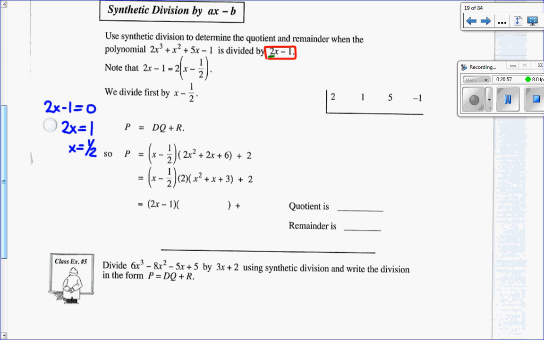Okay. Then you just set your question up exactly like before. So you've got your half out here. We've already got the coefficients of x filled in. We'll just check and make sure we have descending order of powers, and we do, so we're okay. We don't have to put a placeholder in there. And then you do it exactly the same. So bring down your 2, multiply it by a half. 2 times a half is 1, and 1 plus 1 is 2. 2 times a half is 1 again. 5 plus 1 is 6. 6 times a half is 3. Negative 1 plus 3 is 2.